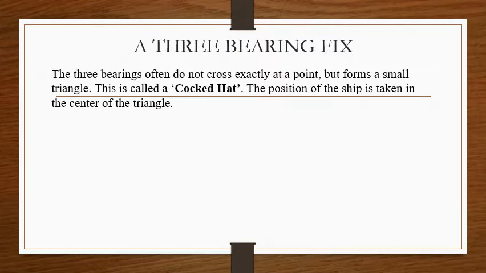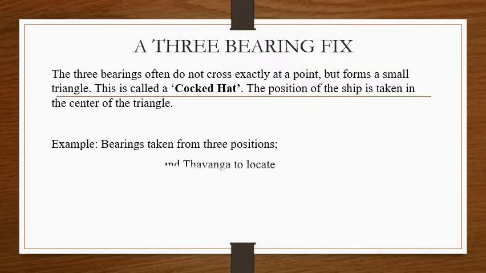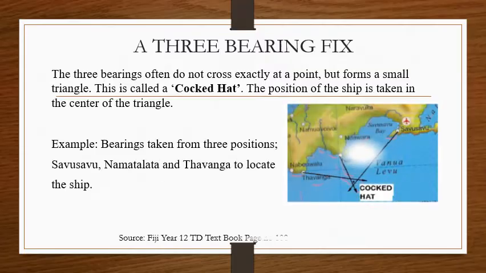If all the 3 bearings meet at a point, then no worries. But if it forms a triangle, this means you are going to take the center of the triangle as the position of the ship. You can see in the diagram there, 3 bearings were taken, one from Savu Savu, Namatalata and Tavanga to locate the ship. In this case they are forming a triangle, so the small dot inside the triangle is the center or the position of the ship.